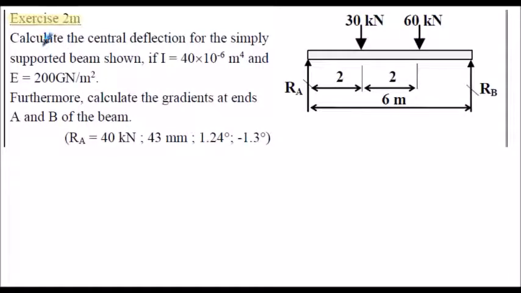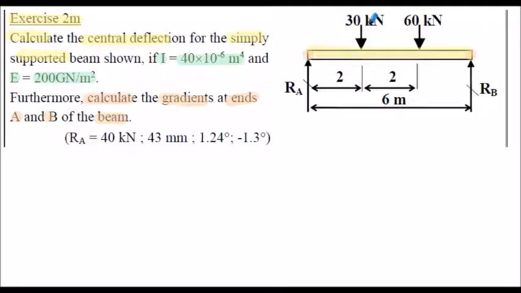Exercise 2. We're asked to calculate the central deflection for the simply supported beam shown in the sketch. So here's our simply supported beam. The second area moment, the I value, is 40 times 10 to the negative 6 meters to the 4, and the Young's modulus E value is 200 giganewtons per meter squared. We're also asked to calculate the gradients or the slopes at the ends A and B of the beam. So we need to find what the slope is here and here.